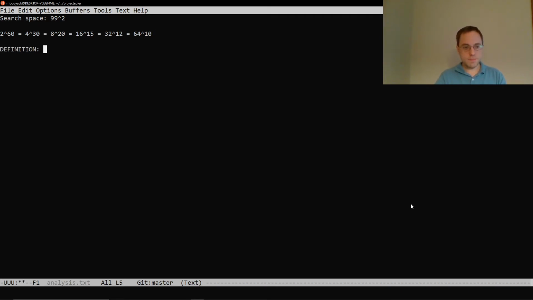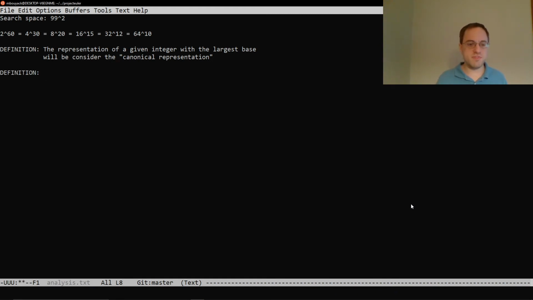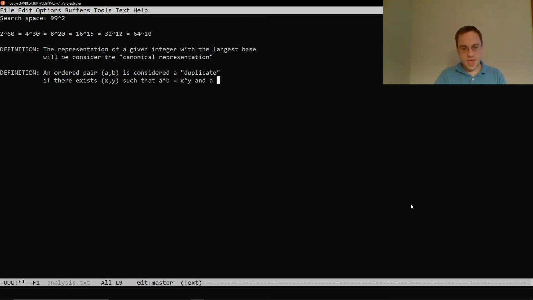And so we'll say, definition: the representation of a given integer with the largest base will be considered the canonical representation. And so this allows us to define what a duplicate is. We'll say an ordered pair a comma b is considered a duplicate if there exists x comma y such that a to the b equals x to the y, and a is less than x.